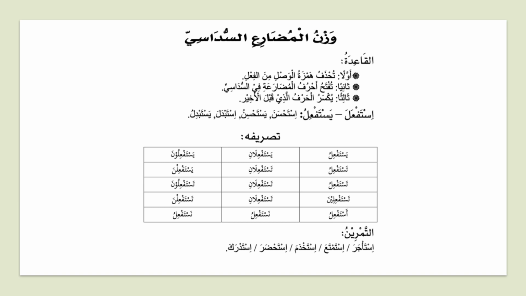ثانيا: تفتح أحرف المضارعة في السداسي. The حرف المضارعة can take a فتحة. But we know that already, right? We mentioned that at the beginning of the مضارع. Third one: يكسر الحرف الذي قبل الأخير. You can probably translate this one yourself. The letter before the last. It's going to take a kasra. The one letter before the last one takes a kasra.